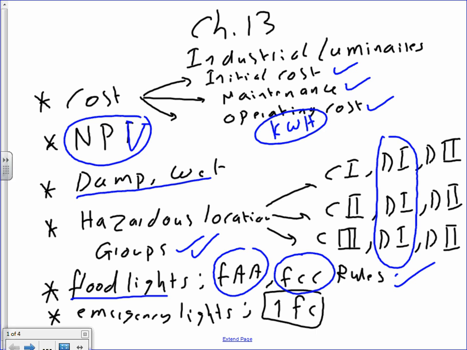Any questions about these hazardous locations and groups? So that's what you have to pay attention to. First the cost, then the damp location, then hazardous location. So that's basically what we do.